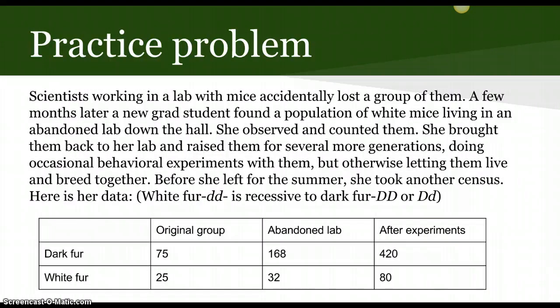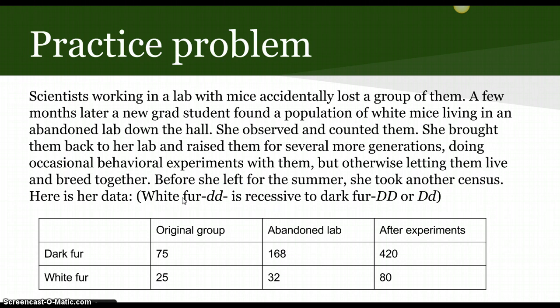So let's do a practice problem. Scientists working in a lab with mice accidentally lost a group of them. However, they did know some information about the original group. A few months later, a new grad student found a population of white mice living in an abandoned lab down the hall. She observed and counted them. She brought them back to her lab and raised them for several more generations, doing occasional breeding experiments with them, but otherwise letting them live and breed together. Before she left for the summer, she took another census.